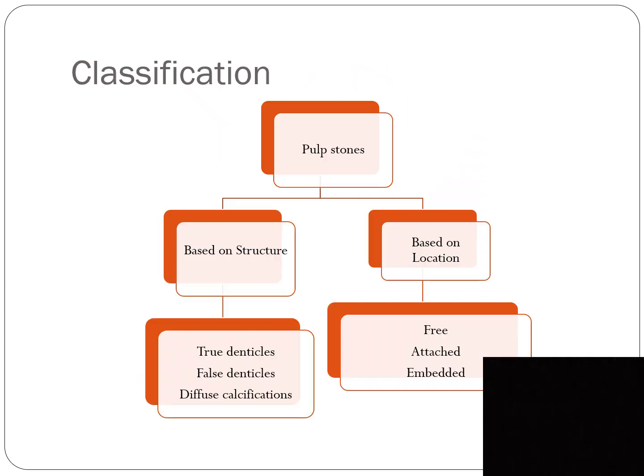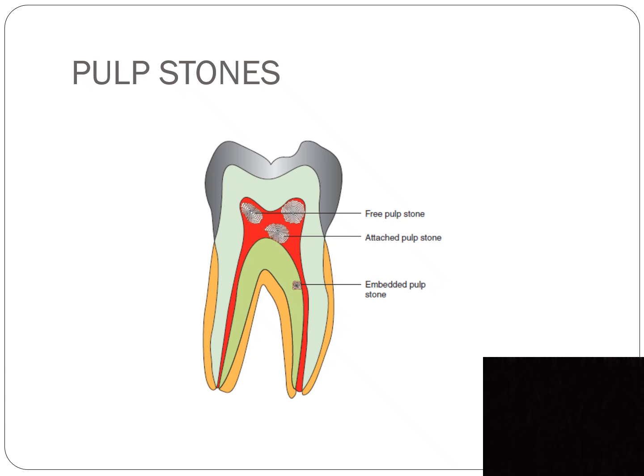So how do we classify these pulp stones? We classify them based upon two entities. One is their structure, that is, histologically whether they resemble the dentine tubules or not. We classify them as true denticles, false denticles, or diffuse calcifications. And based upon their location, we can classify them as free pulp stones, attached pulp stones, or embedded pulp stones. We will be discussing all these in detail in the presentation.